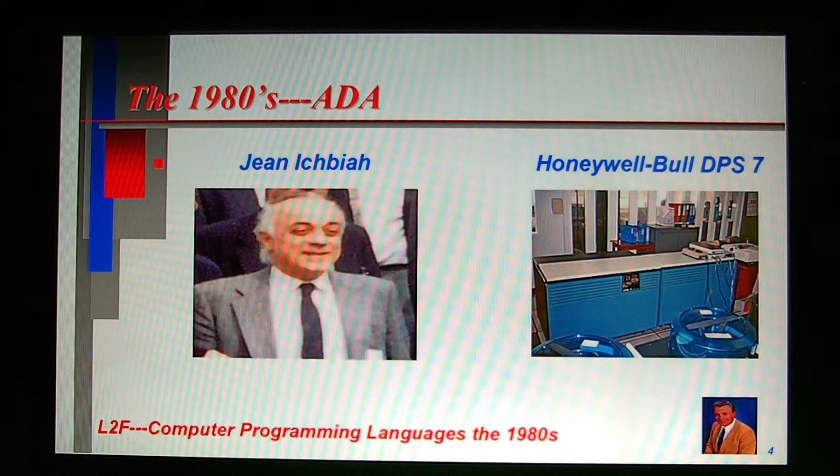Ada was originally designed by a team led by Jean Ichbiah of CII Honeywell Bull in 1983. Ada's original development was performed under contract with the United States Department of Defense. The role of Ada at the Department of Defense was to develop a common computer programming language, a common computer programming language to replace the hundreds of computer programming languages in operation at the Department of Defense.